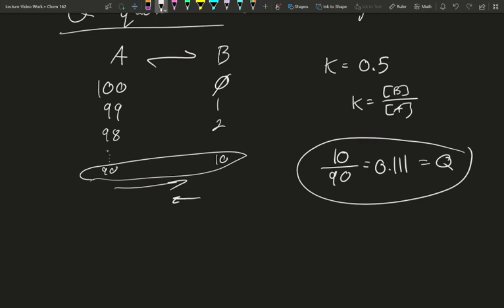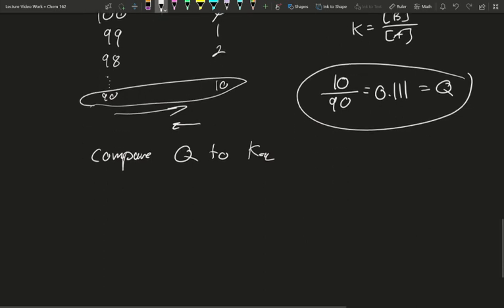Q changes for every different possible mixture. K is always what you'll have at equilibrium. So to compare Q to K lets us know if this reaction has finished or if it's still going and in what direction. Is it going to create more products and use up more starting materials? Or is it going to do the reverse, make more starting materials and use up more products?